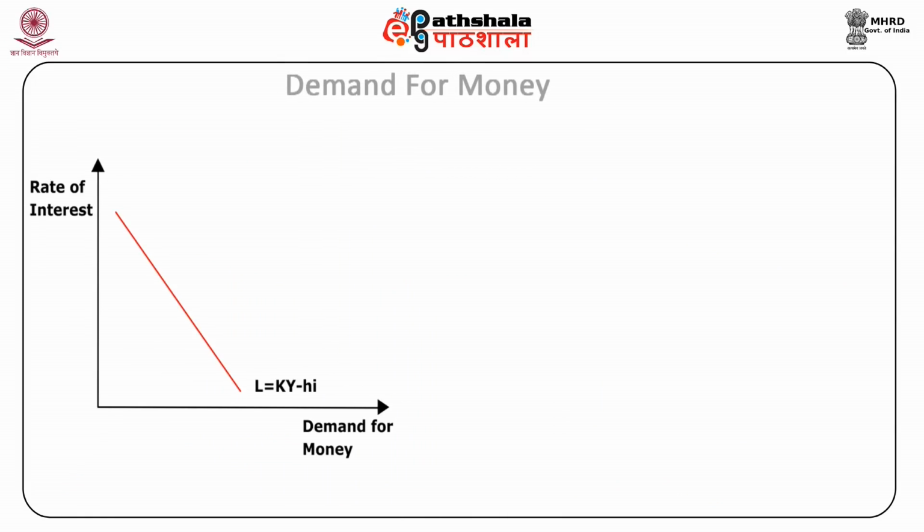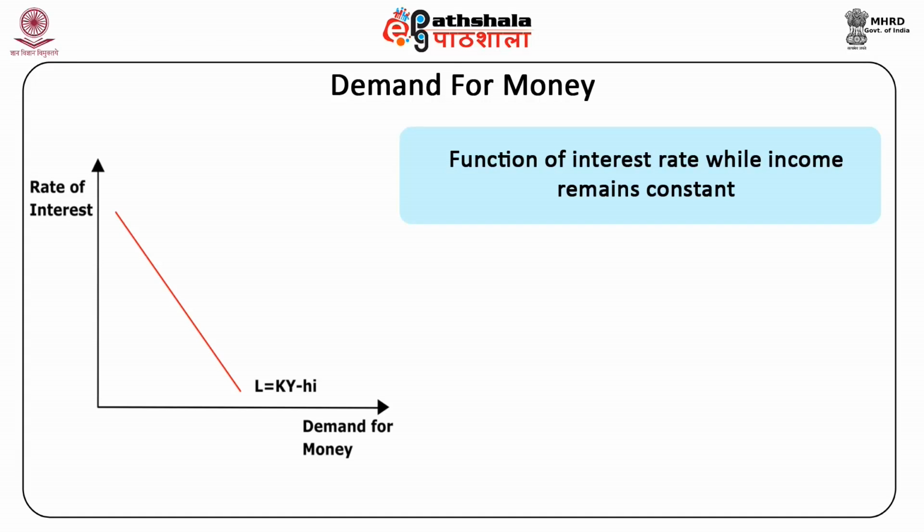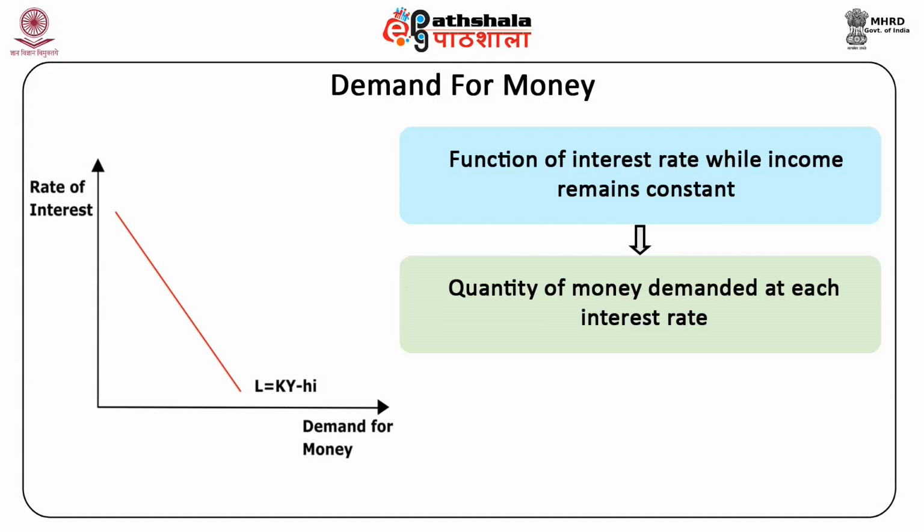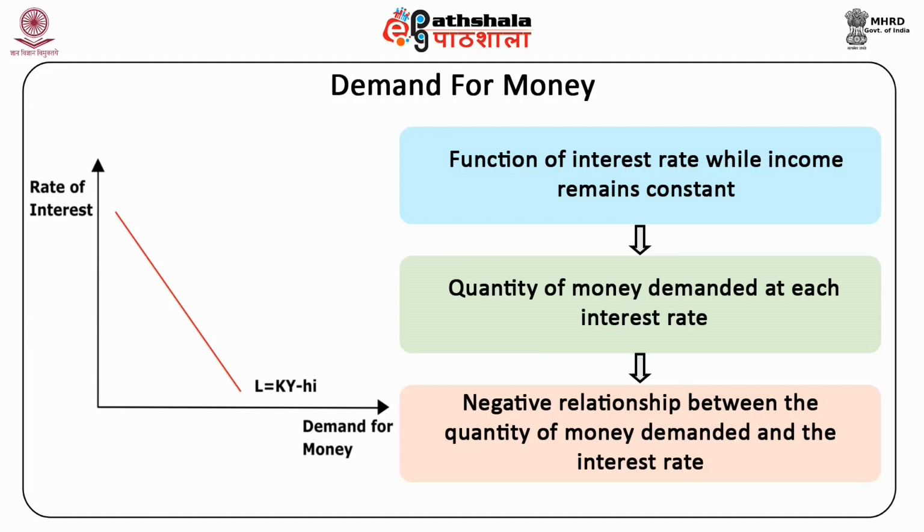Let us now understand the demand for money graphically. The demand curve for real balances is shown in the figure. It is drawn as a function of interest rate while income remains constant. The demand curve for money shows the quantity of money demanded at each interest rate with the income level remaining fixed. It is downward sloping, expressing the negative relationship between the quantity of money demanded and the interest rate.